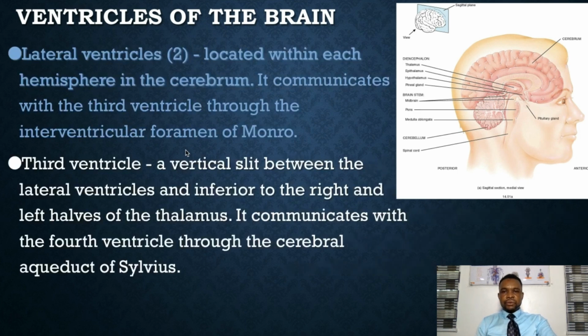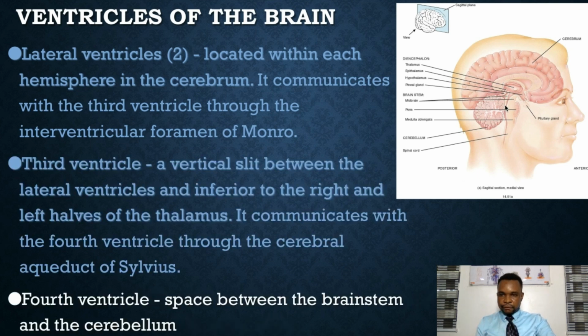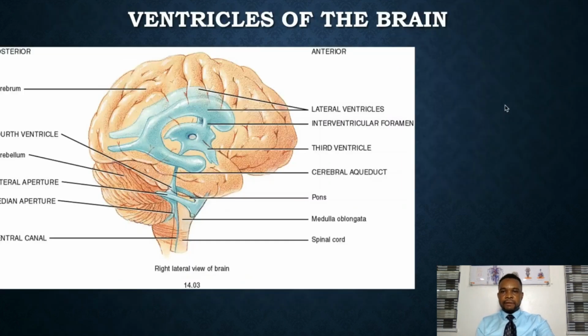The third ventricle is a vertical slit between the lateral ventricles, inferior to and between the right and left halves of the thalamus. It communicates with the fourth ventricle through the cerebral aqueduct of Sylvius. I think there's a better structure that will make us see that well. Now, the fourth ventricle is the space between the brainstem and the cerebellum. These spaces are where the cerebrospinal fluid flows.